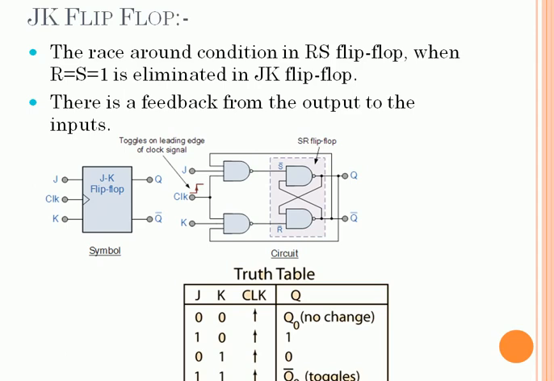And when we provide J equal to 1, K equal to 1, then the output will be in the toggle state. Here toggle means if the output of the previous state was set, then the output of this state will be reset. And if in the previous state the circuit was reset, now with the 1 1 input it will be set. That means we can provide the 1 1 input here and we can toggle the output of the previous state.